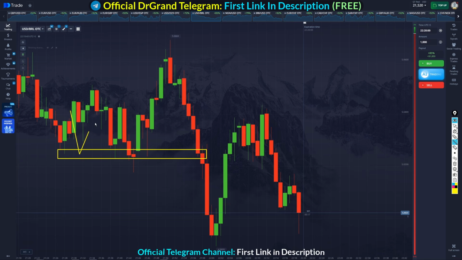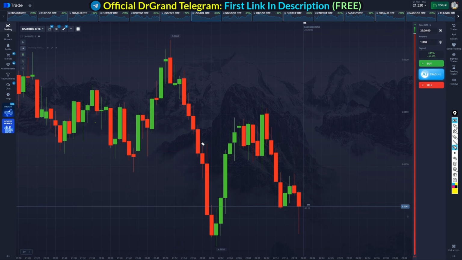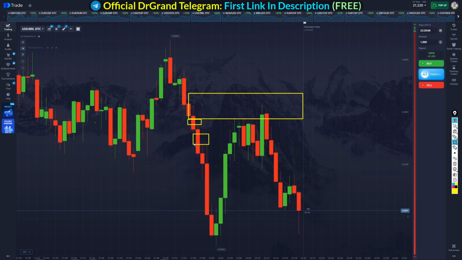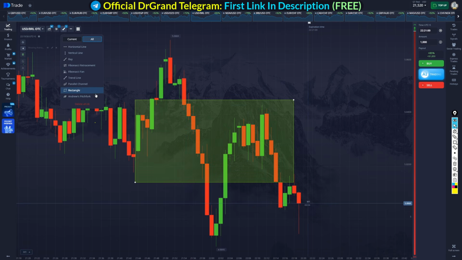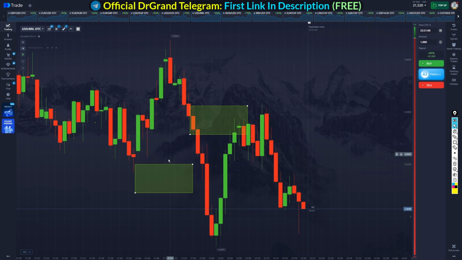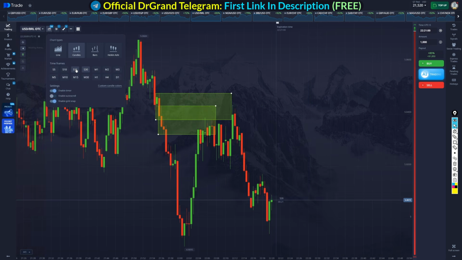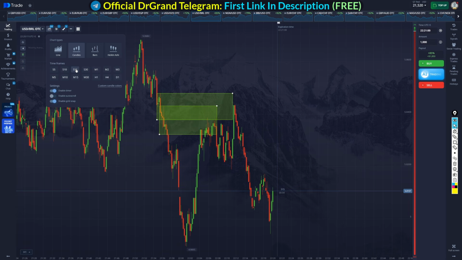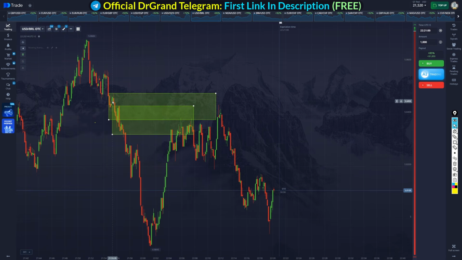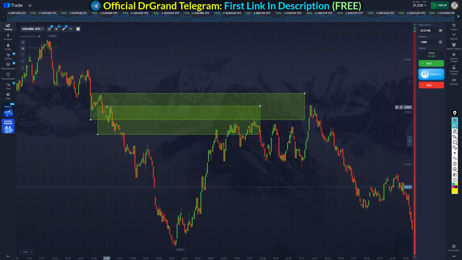Look at this. Respected support. Breakout happened here. Right before it, we have some fair value gap. Let me mark the order blocks just for you to see. This is one order block and this is another order block, right? So if I go to lower time frame, I have to look for entry.